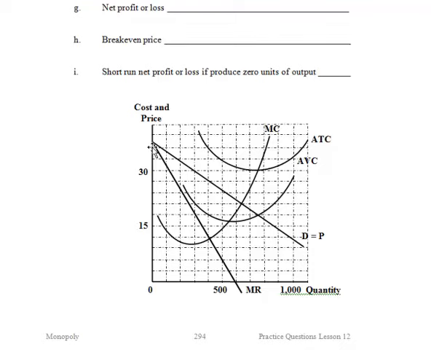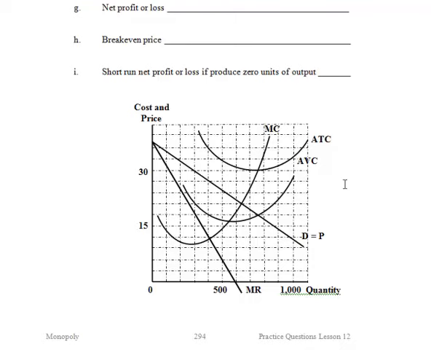I asked my students in class to determine for this firm what would be the break-even price. And when I ask that question, break-even price, I'm asking them, hey, what would the price have to be for this firm to earn a normal profit? Well, here's where their average total cost is. So the price would have to be $36 because then price equals average total cost. And that means they earn a normal profit.